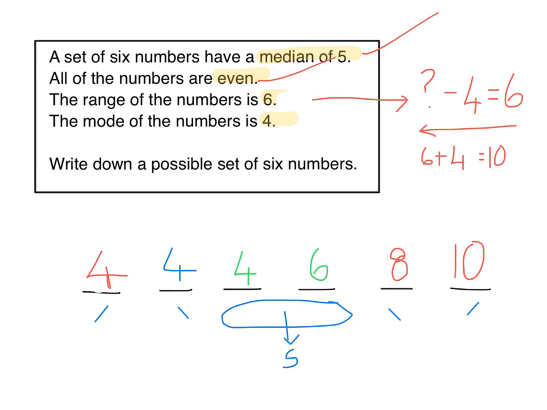The range of the numbers is 6. Is the biggest take away the smallest 6? 10 take away 4 is 6. Yes. Is the mode 4? There's 3 4s, which is the most common number. Yes. Write down a possible set of 6 numbers. We've done it. So we've got 4, 4, 4, 6, 8, 10. So it's about trialling something, seeing if it works. If it doesn't, go back and try something else.